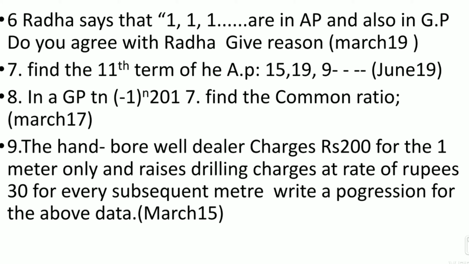Find the 11th term of the AP 15, 19, 9 and so on. June 19th question. 8th question: in a GP, Tn is equal to minus 1 to the power of n into 2017. Find the common ratio. This is from March 17. 9th question: the borewell dealer charges rupees 200 for the first meter and raises drilling charges at the rate of rupees 30 for every subsequent meter. Write the progression for the above data. This is from March 15th.